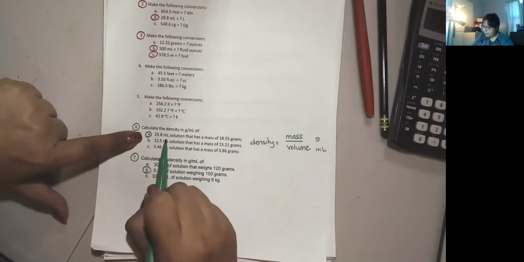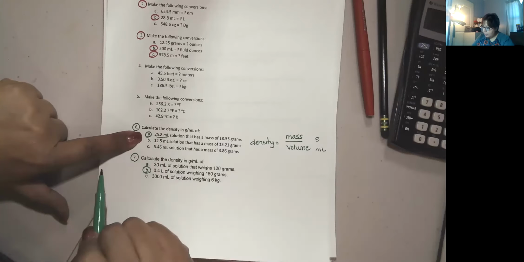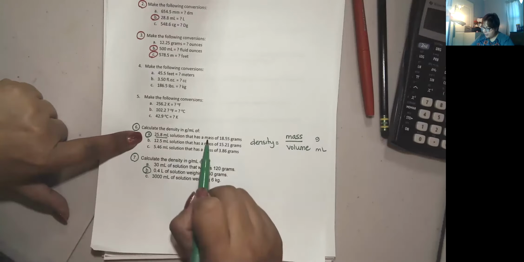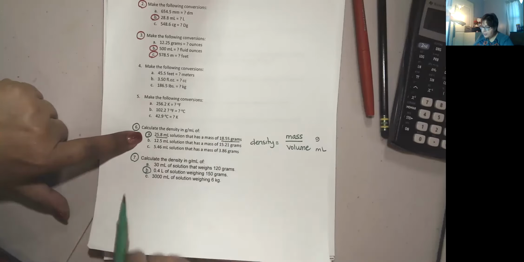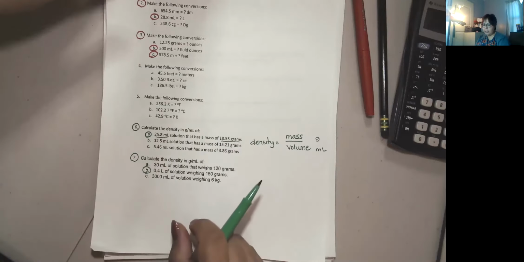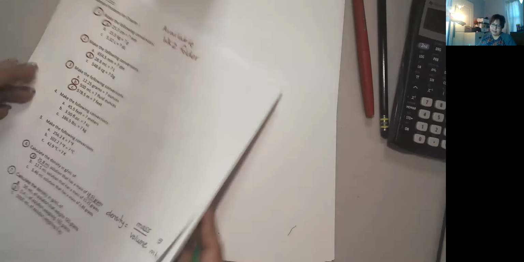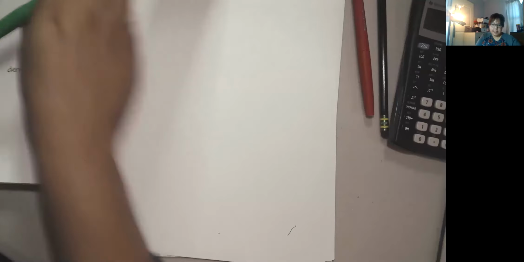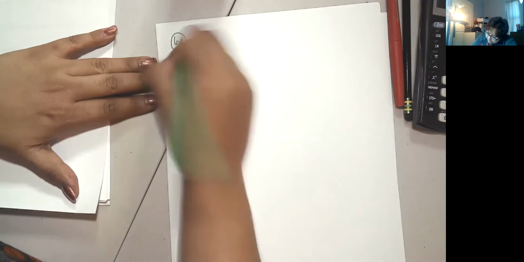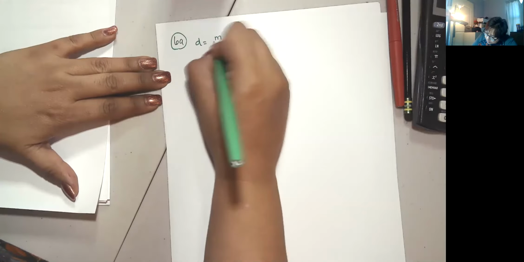When I look at the problem, this one's going to be pretty straightforward because they give us the volume in units of milliliters and they give us the mass in units of grams. So this one's not going to be too challenging to calculate. So starting with number 6A on the worksheet, density is equal to mass over volume.